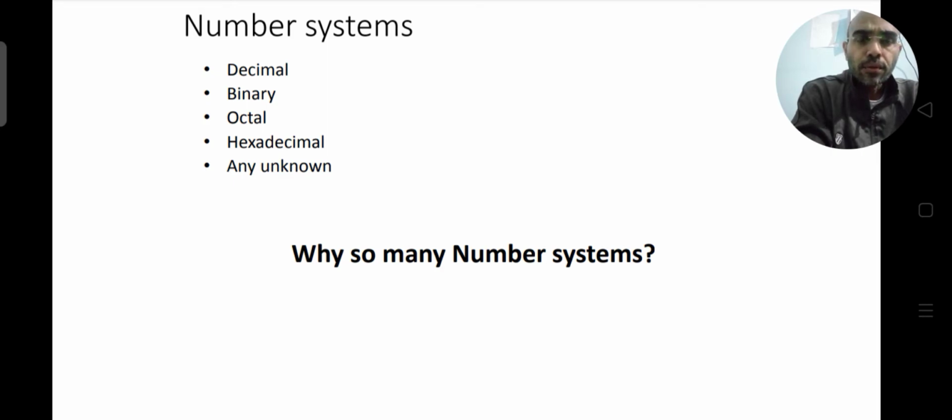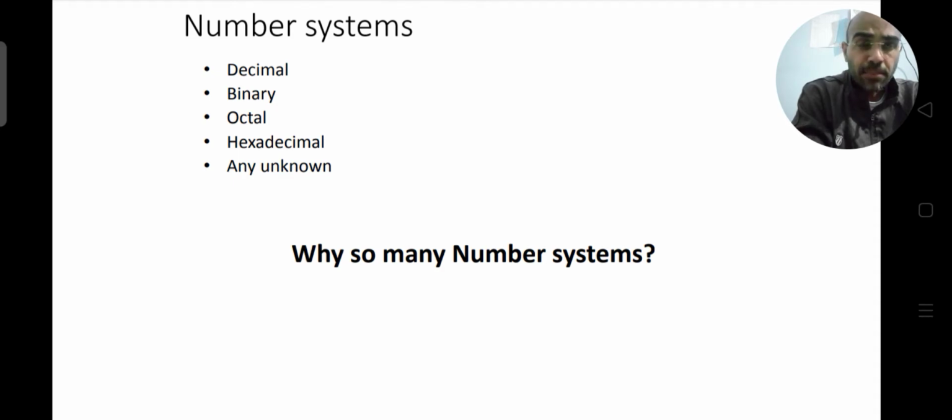Although computers work on the binary number system, whereas humans work on the decimal number system. So if human beings know the decimal number system and computers are comfortable with the binary number system, the usual question arises: why do we have to study so many number systems? The reason is very simple, and we are going to discuss it in the next slide.